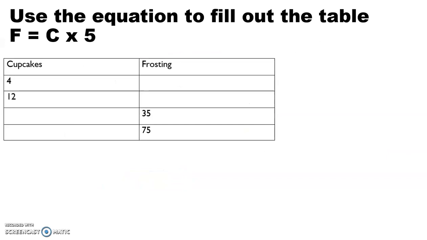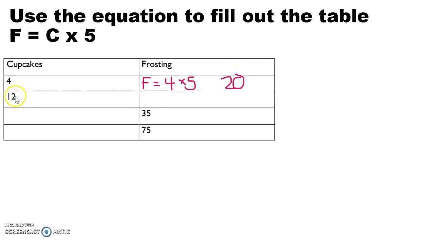Once I have the equation, I can then complete a table. I'm going to plug in values for either the F variable or C variable, and that will tell me the other one. Here I know 4 cupcakes. So when I solve this, I'm going to replace the variable C for cupcakes with 4. So F equals 4 times 5, which is 20.